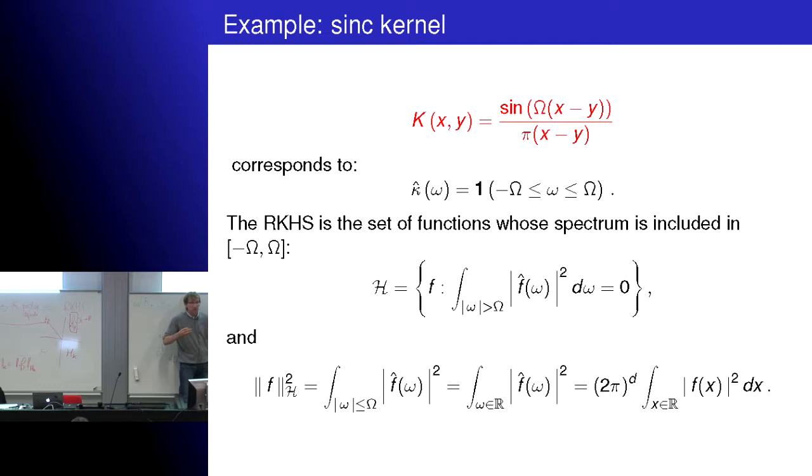Okay, so it may be useful or not, but this is just a way to say I want to learn a function, and my prior assumption is that it has to be a function with a Fourier transform restricted to a domain. Then you would use the sinus cardinal kernel.